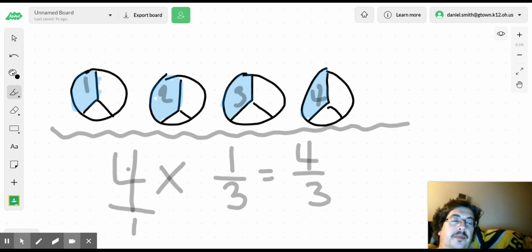So you see, it's actually pretty straightforward. You may be asked to look at a model and figure out what fraction and whole number multiplication problem is happening. Or you might use a model to help you solve a given whole number multiplied by a fraction problem.